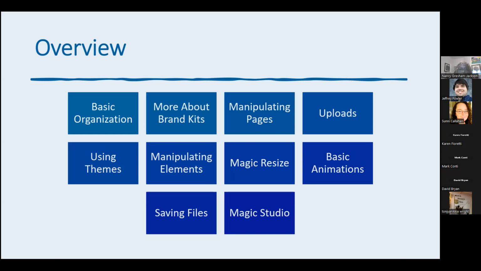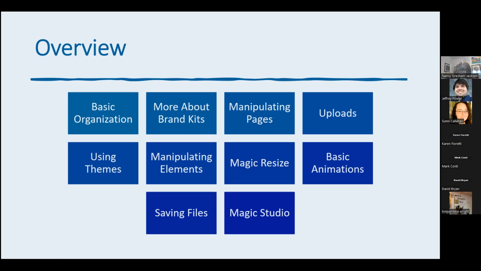Magic Resize, we'll go through that. He talked a little bit about it, how you can change from one type of document to another without having to redo your complete design. You just can move some things around and it does it for you with the magic of AI. I'll go over basic animations. I don't animate a lot, but Canva can make amazing animations with just a few clicks.